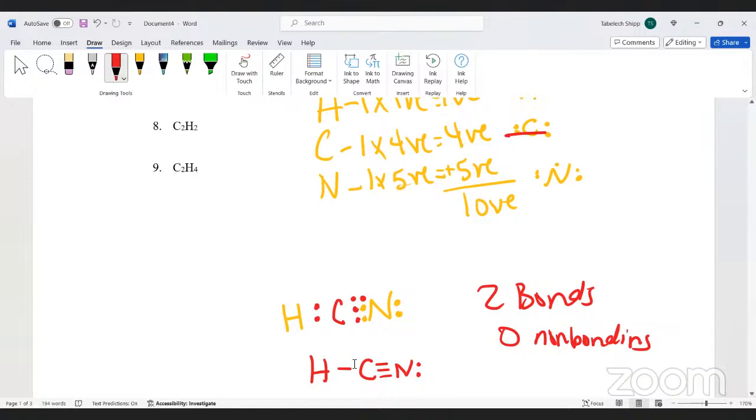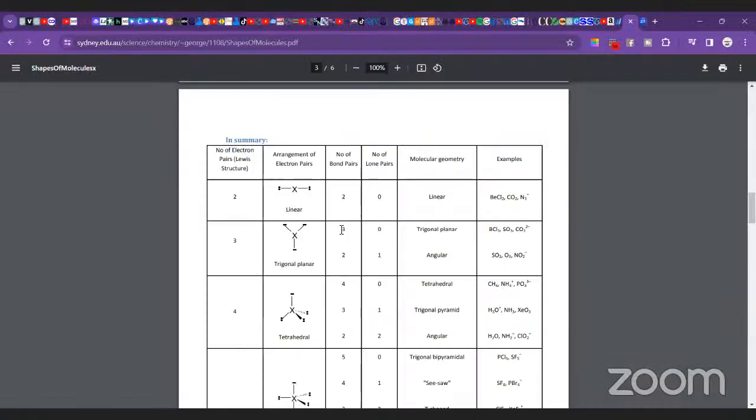So let's go back to our chart to see what 2 and 0 would represent. So 2 and 0 right here represents a linear shape. It is a linear shape.